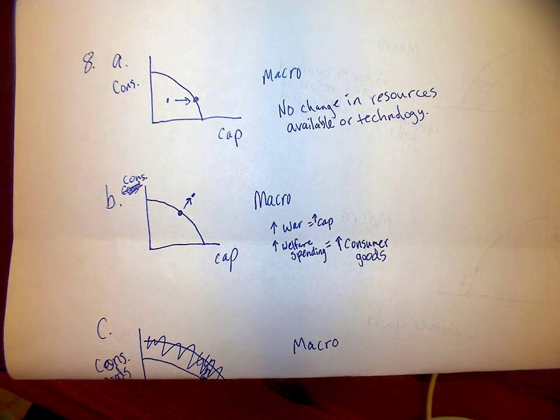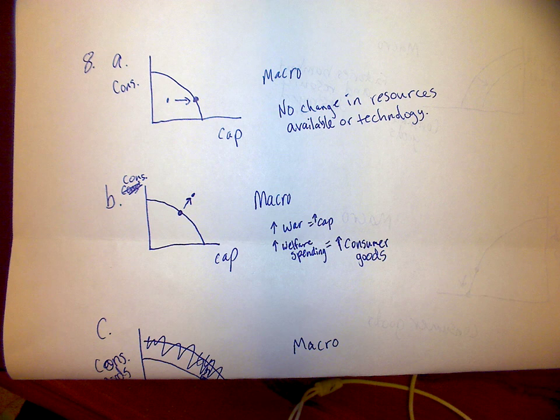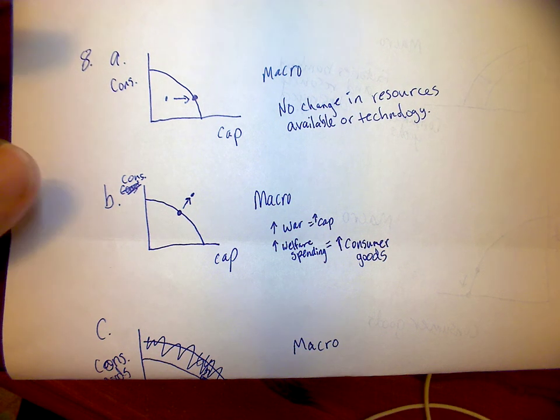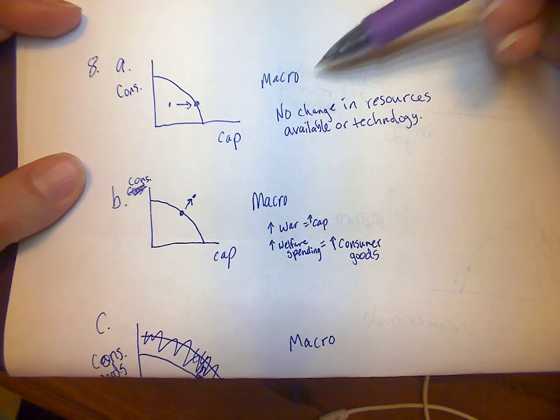This is the production possibilities curves practice packet. Okay, so question 8, part A. Following a period of high unemployment, the U.S. enters the fighting of World War II. So this is macro, okay?